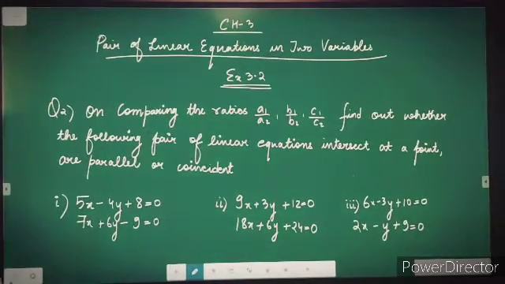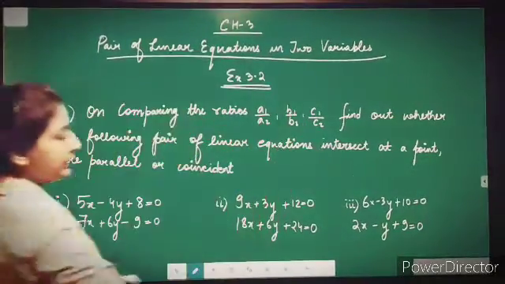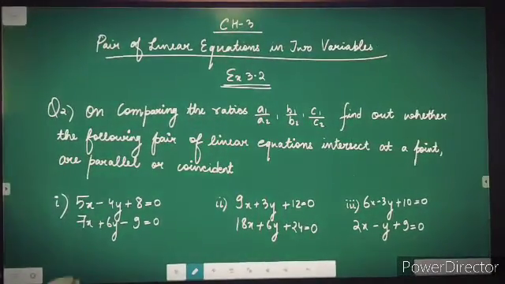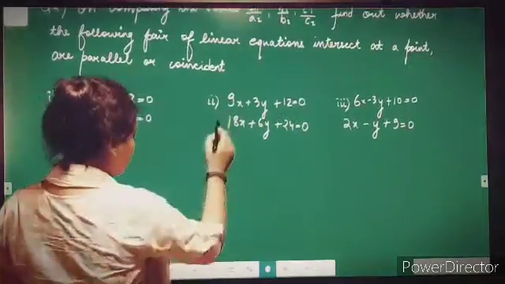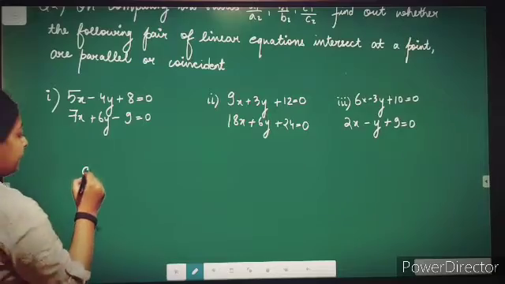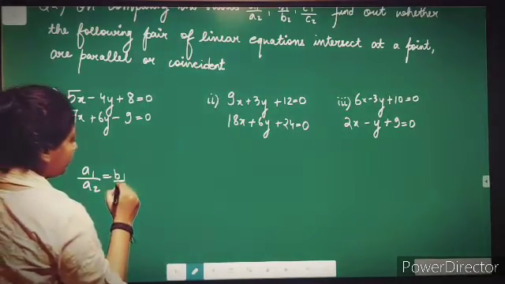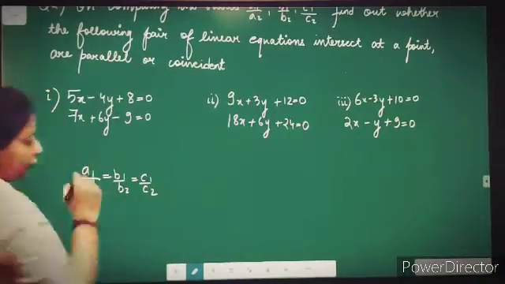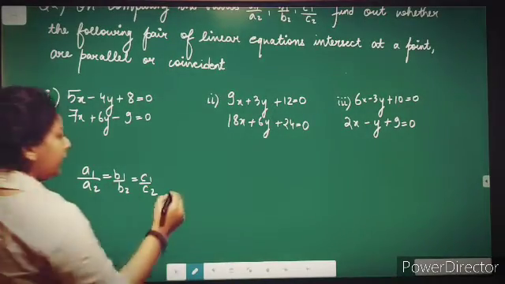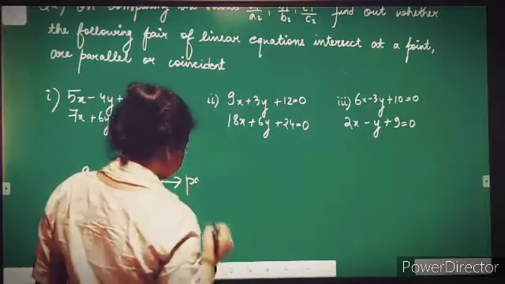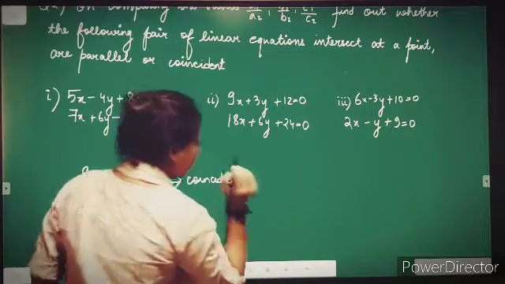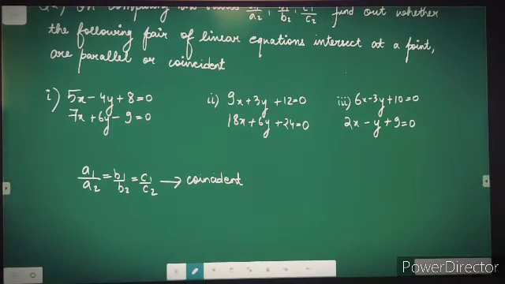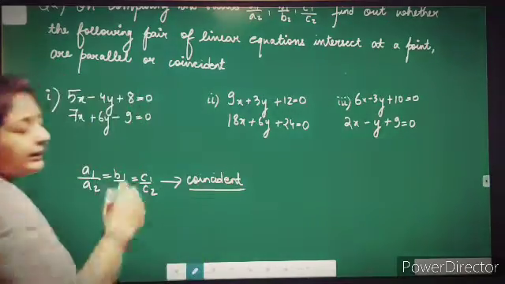On comparing the ratios a1 by a2, b1 by b2, c1 by c2, we have to find out whether the given pair of linear equations intersect at a point, are parallel, or are coincident. So we know by the conditions, if a1 upon a2 equals b1 upon b2 equals c1 upon c2, if all the three ratios are equal, we call the lines coincident. The equations are coincident, or when we represent them graphically, they will be in the form of coincident lines.